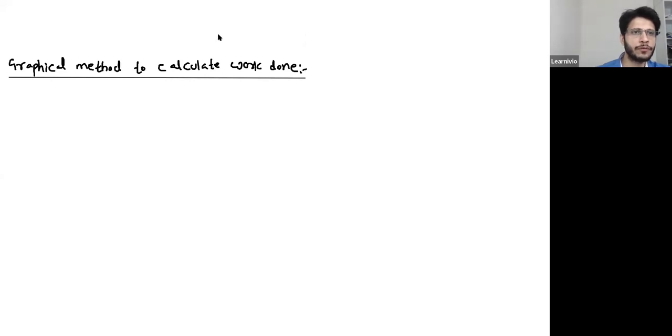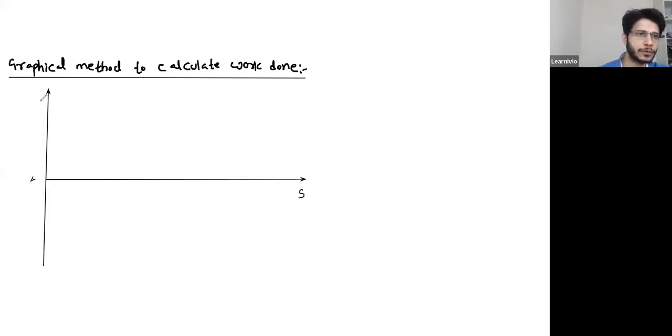So if you have a force versus displacement graph, this is displacement S and this is force F. So you have this graph, force versus displacement graph. The shape of the graph is something like this. This graph could be of any shape.